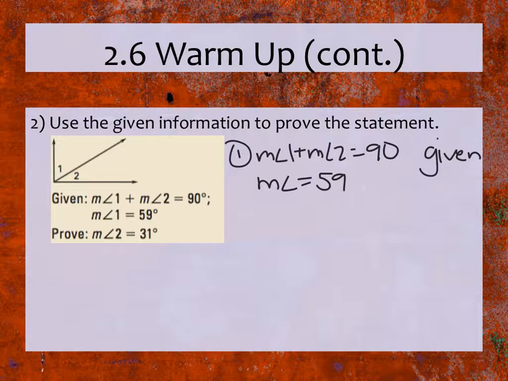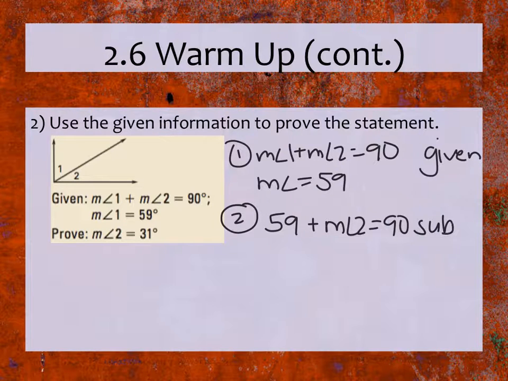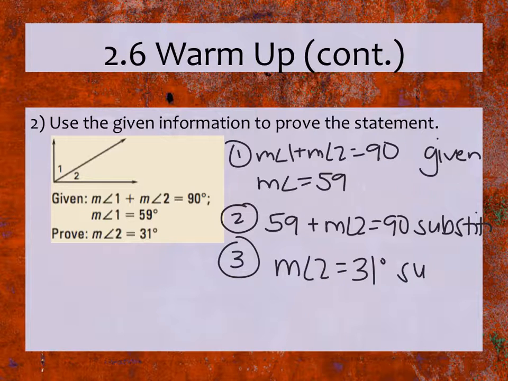Then what? Who can give me an example of the next step? Alejandro. 59 plus the measure of angle 2 equals 90. Good. So keep going. What'd you do after that? Perfect. Anybody do it differently? Because usually there's more than one way to do these. Yep.